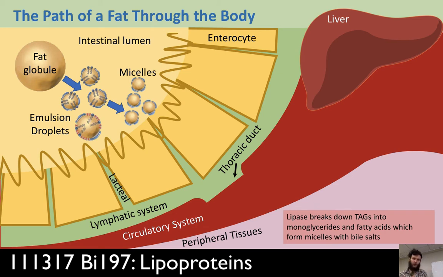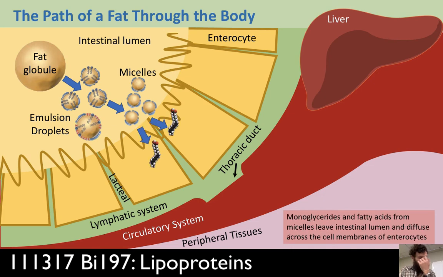So we essentially get these smaller structures called micelles after the larger triglycerides are broken down into their constituent fatty acids. These micelles spin off the fatty acids and monoglycerides, which are absorbed by the enterocytes. That's what actually goes into the enterocytes. Free fatty acids are absorbed by the enterocytes.